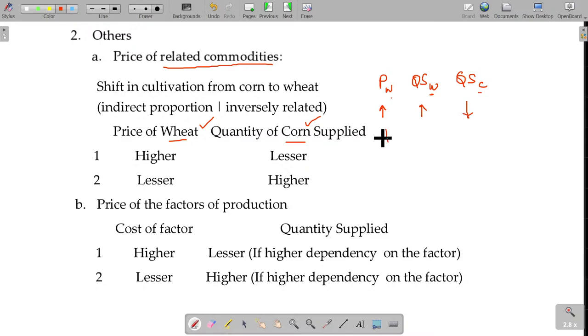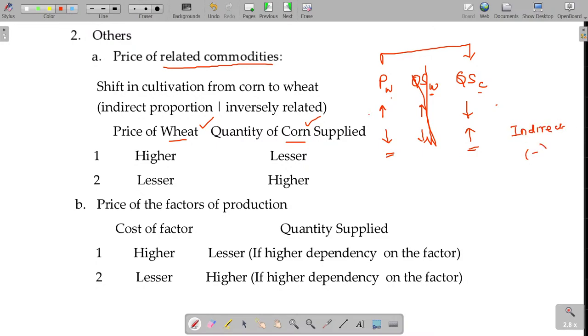If the price of the wheat is decreasing, profit is much lesser, so I'll stop cultivating the wheat. And then the space saved because of non-cultivation of wheat can be used for cultivating the corn, so supply will be increasing. Now forget about this one. Price of the wheat and quantity supply of corn is linked. Price increases, quantity supply of corn decreases, and price of the wheat decreases, quantity supply of corn is increasing. Inverse relationship or indirect relationship.